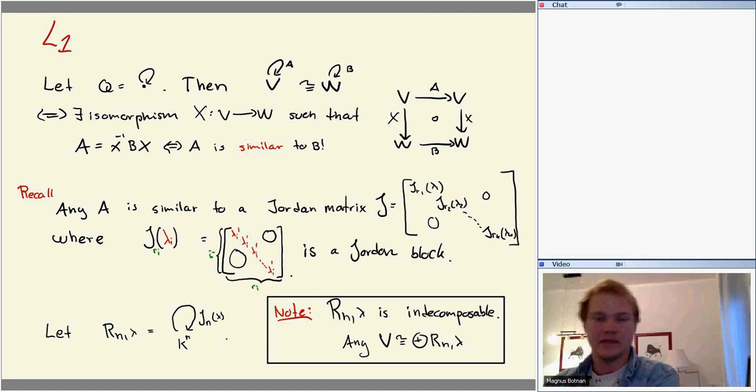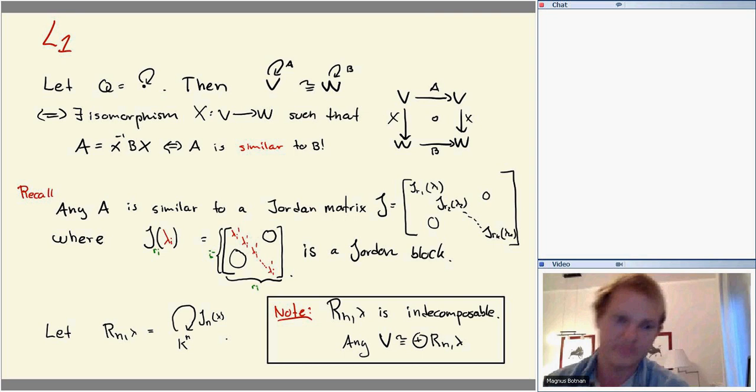In the same logic, you see that an n-dimensional representation of L1 is going to be isomorphic to a direct sum of such representations. By the same logic, you can also show that these Jordan blocks are indecomposable. It follows from standard facts about Jordan matrices.